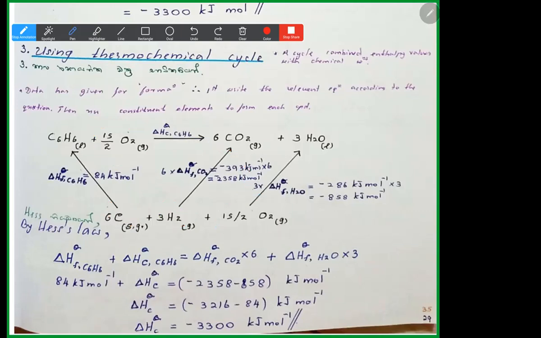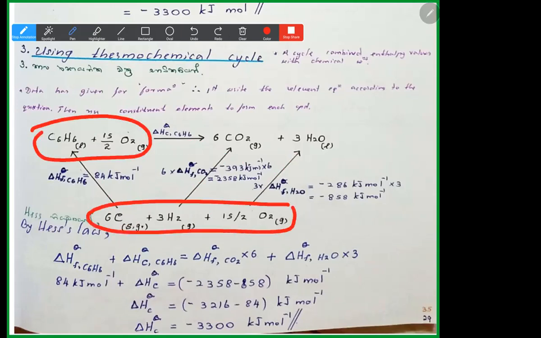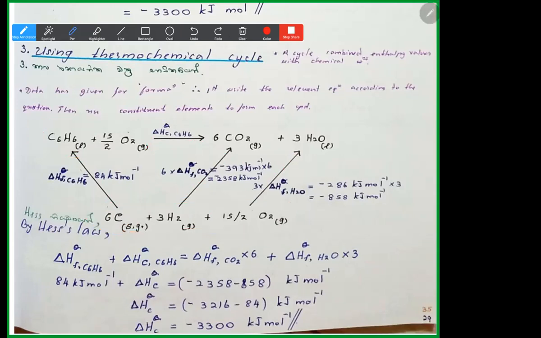Then all these equations are balanced chemical equations, so I'm going to balance. These are products, these are reactants. Then I need 6 carbon and 3 H2, 15/2 O2. Now it's already balanced. So from this you can make 6 CO2 and also 3 H2O.